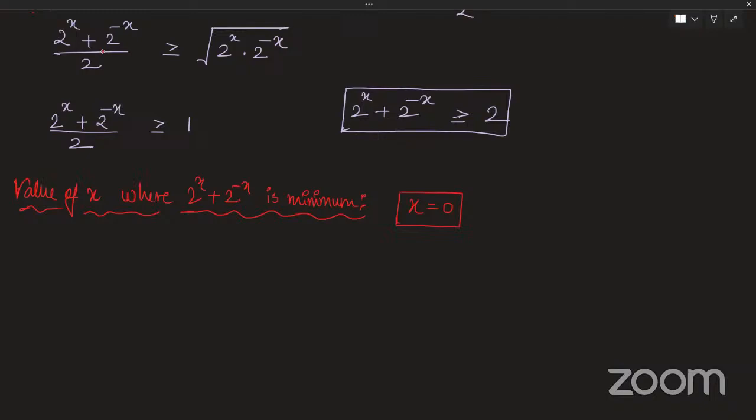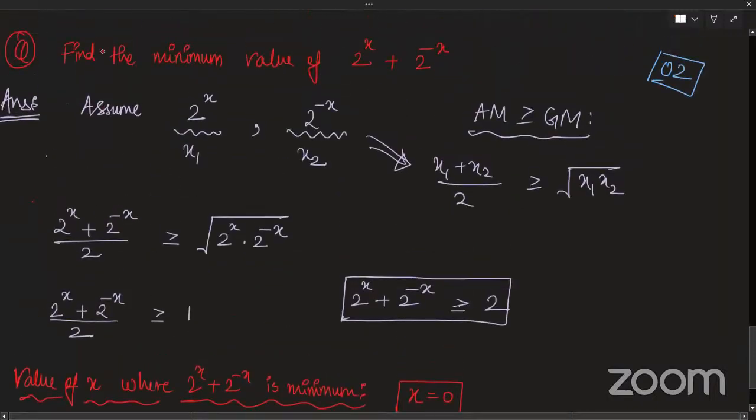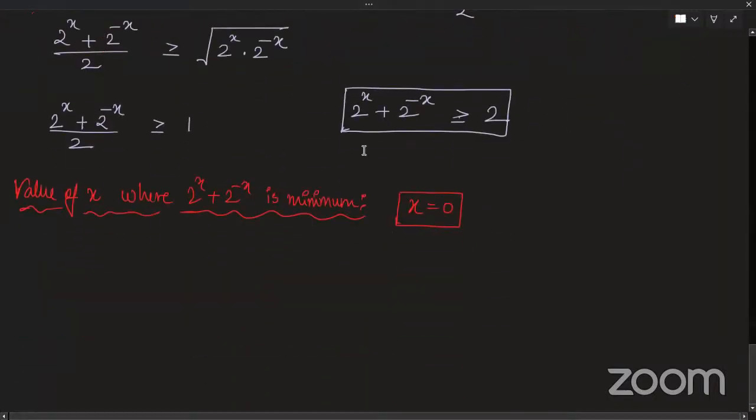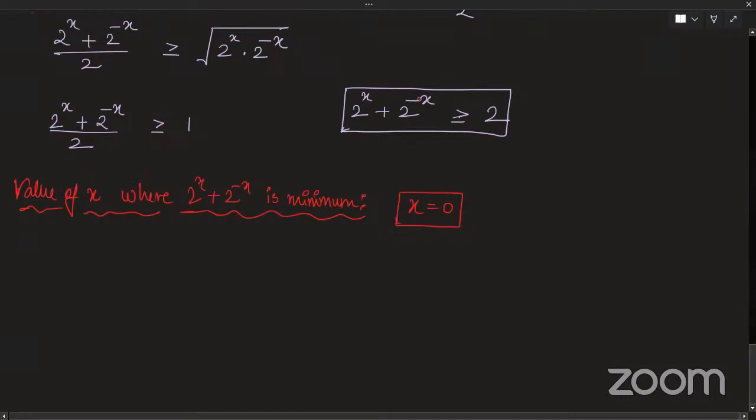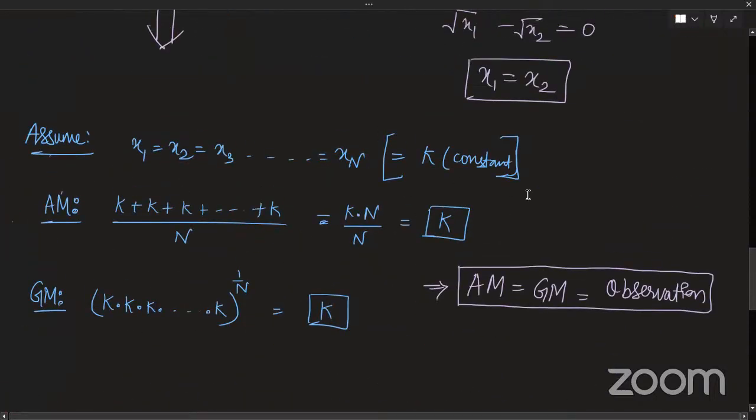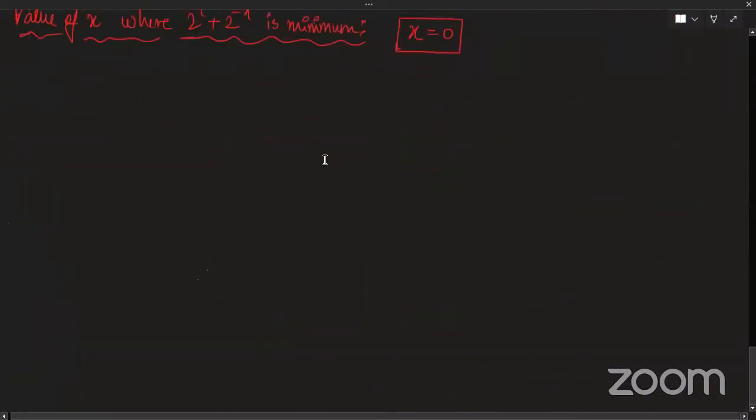How are you getting this answer? 2 raised to 0 is 1, plus 2 raised to 0 is 1. Acha, so you are basically substituting the values here. Okay, that is also not wrong. But I was expecting a little bit further from the concept I have just taught 2 minutes back. Can you use this to get the answer? Okay, no worries if you can't.